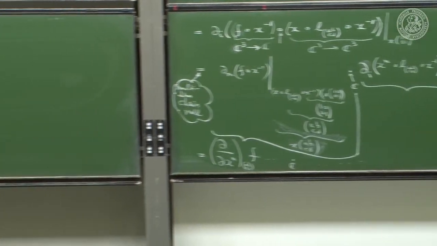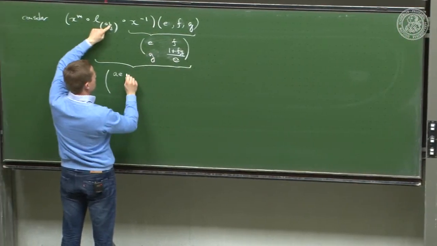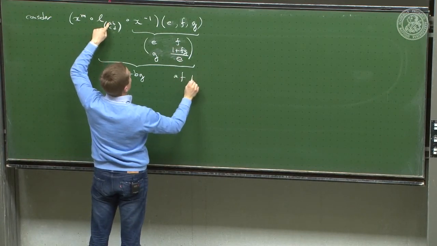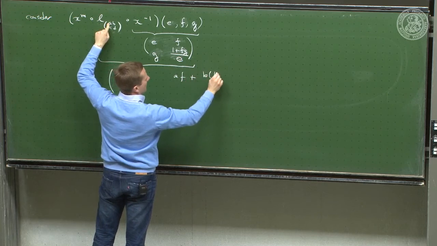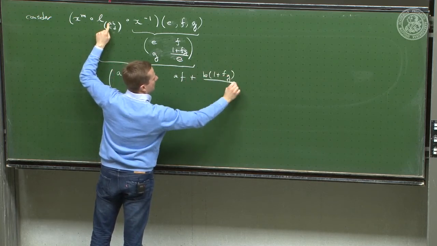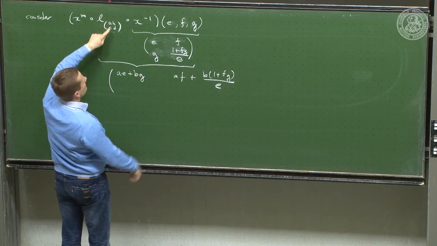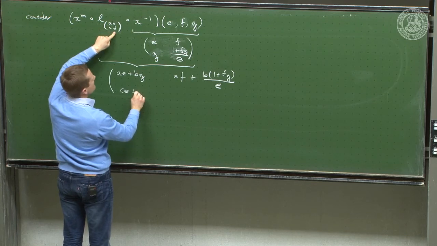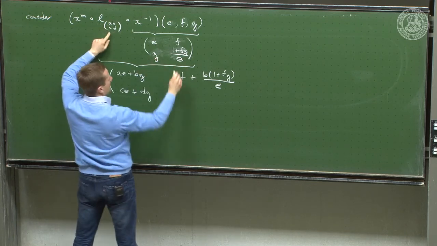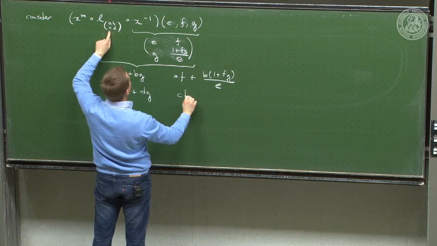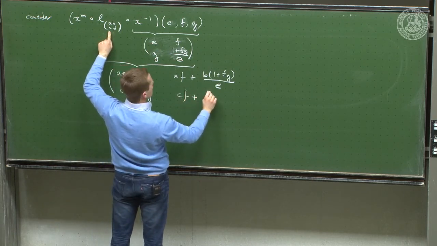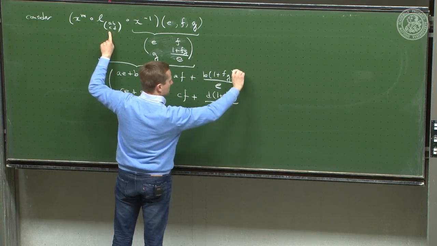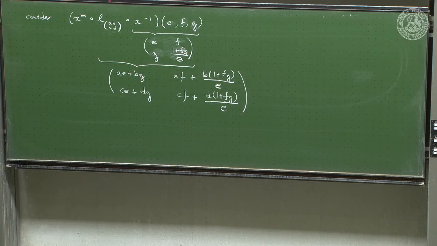Okay, so AE plus BG, AF plus B(1 plus FG over E), CE plus DG, CF plus D(1 plus FG) over E. Correct? Good.